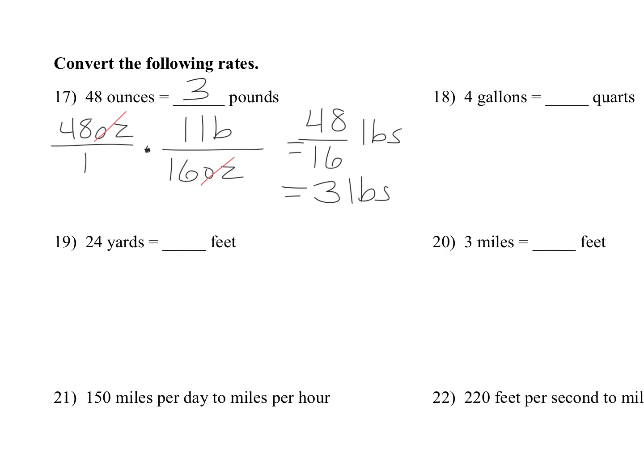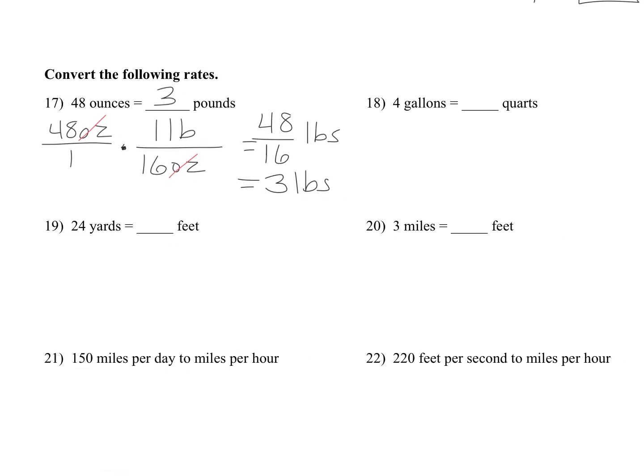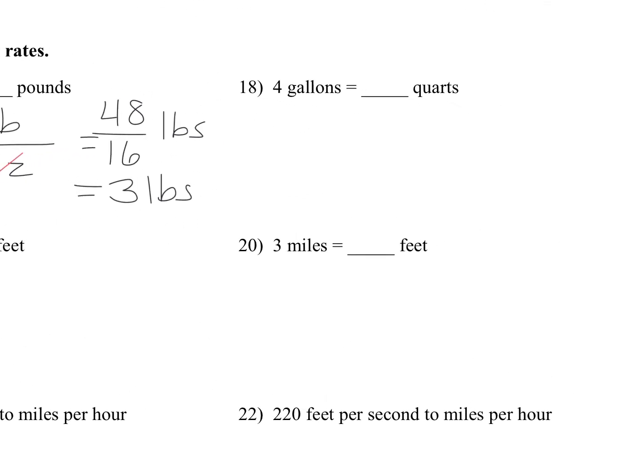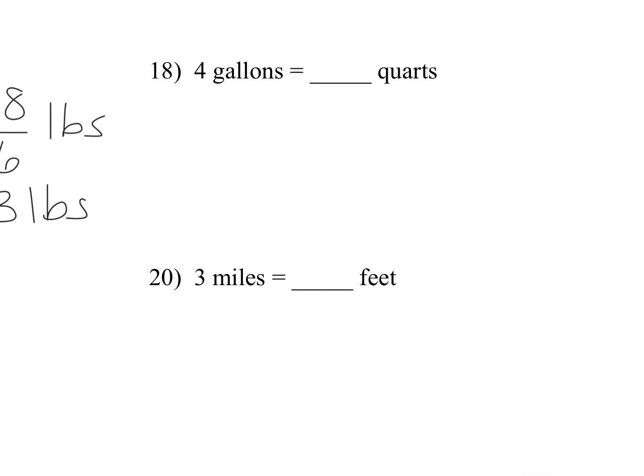So always go through those 3 or 4 steps. Let's do one more together. On 18, what do we always start with? We'll start with what we have. We have 4 gallons. What do I do with that? Put it over 1. What's my second step? See what you want to get to. What do we want to get to? Quarts.